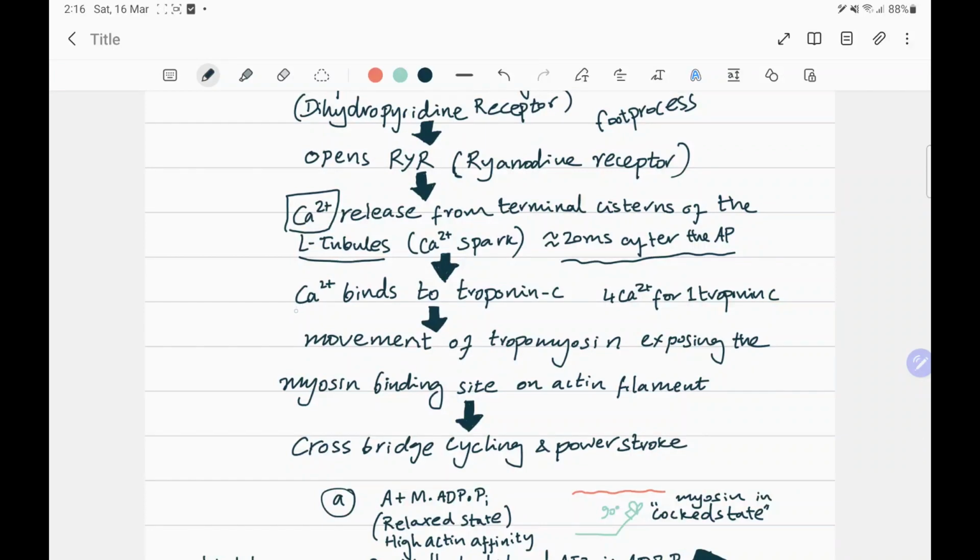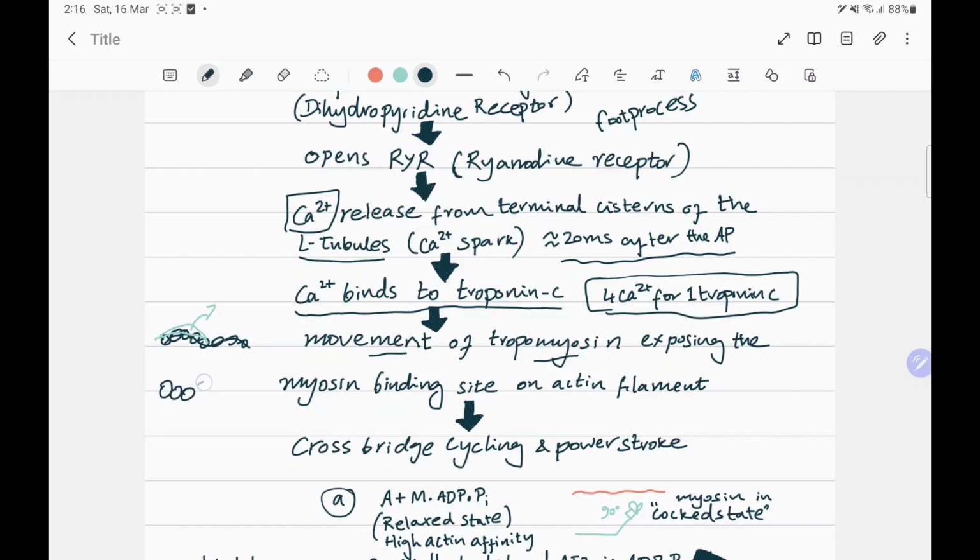And what happens now is calcium binds to troponin C. So the calcium that's released is going to bind to troponin C. So you have 4 calcium ions for 1 troponin C. And this is going to cause the movement of tropomyosin. Now, tropomyosin, remember, there was the actin over here, and it was covered by what I drew in green as tropomyosin, like the whale. So this moving has now exposed the myosin binding sites on top of the actin for myosin to bind to over there.